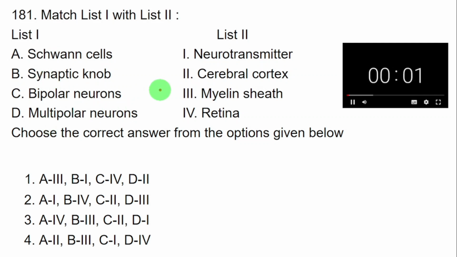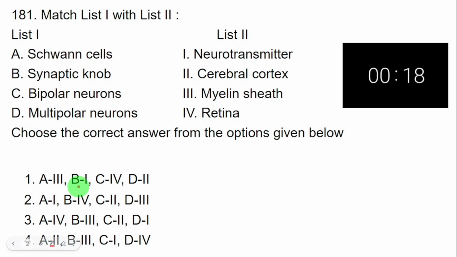So this question is from control and coordination. Match question. Schwann cells, they secrete myelin sheath. A is 3. A3 is in option number 3 only. So we have the answer with us. Yes, this is the answer.